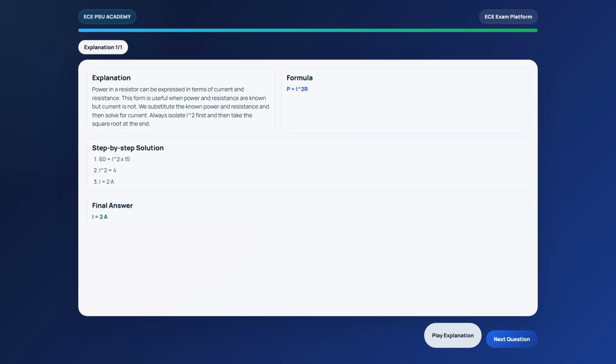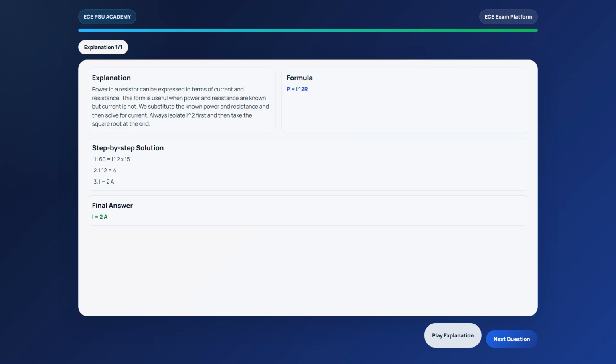Power in a resistor can be expressed in terms of current and resistance. This form is useful when power and resistance are known but current is not. We substitute the known power and resistance and then solve for current. Always isolate I squared first and then take the square root at the end. Power equals current squared R.